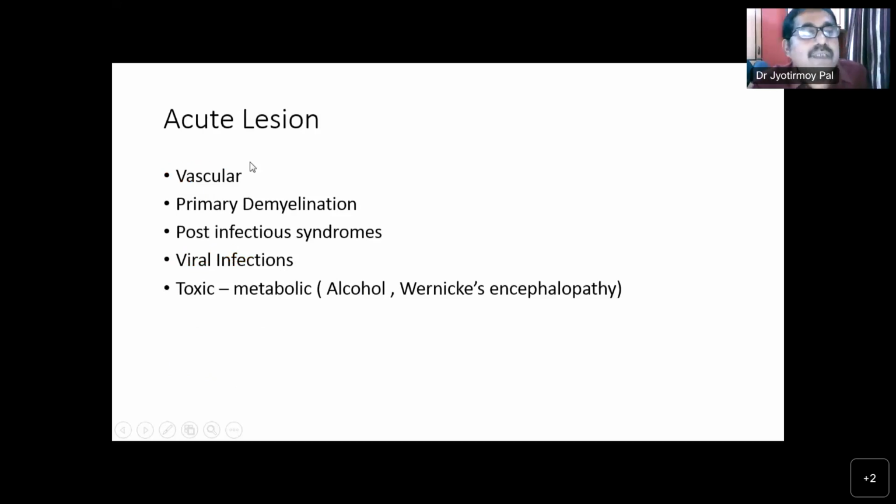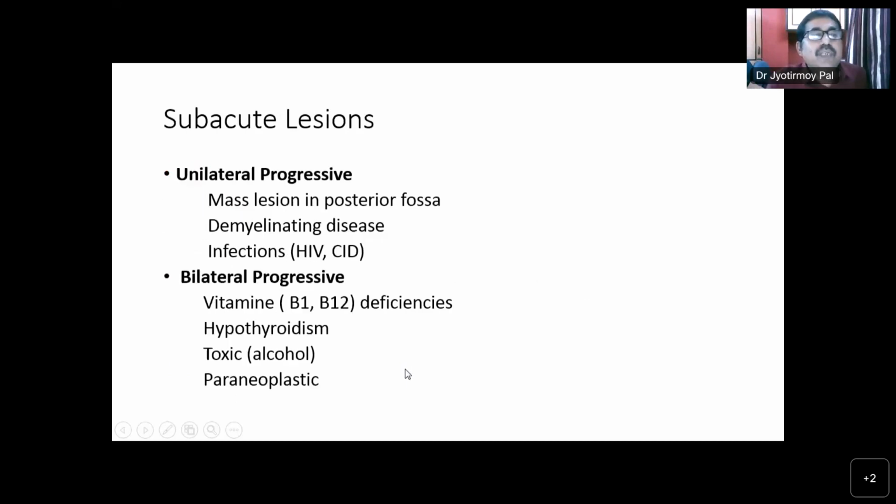Acute lesion examples are vascular, primary demyelination, post-infectious, viral infection, and alcohol or Wernicke's encephalopathy. Then we come to the subacute lesion. Subacute lesion can be unilateral progressive or bilateral progressive. Unilateral progressive may be mass lesion, demyelinating lesion, and infection like CJD. And bilateral progressive can be due to different vitamin deficiencies, alcohol, paraneoplastic, and hypothyroidism.